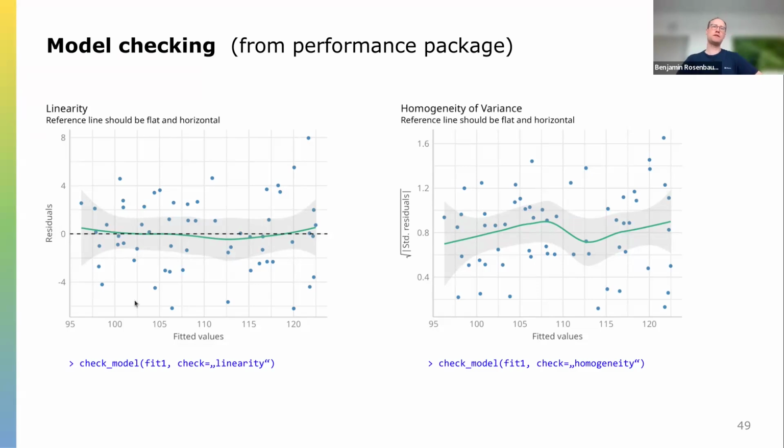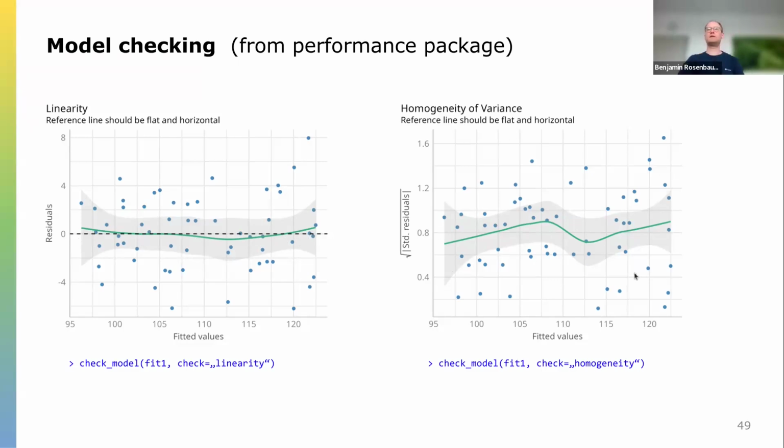So the first one just plots the fitted values against the residuals, and it allows you to see if the spread of the residuals increases. And here, this mean green line should be approximately constant.